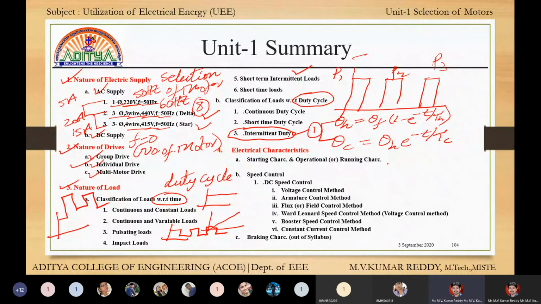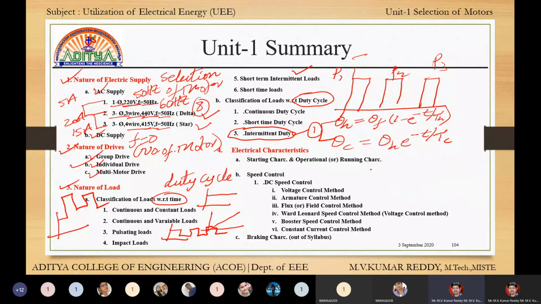The second condition is theta H1, theta C1. The third condition is theta H2, theta C2. The fourth condition is theta H3 and theta C3, and so on. On observing the final condition, a final equation is obtained, that is the motor heating equation.